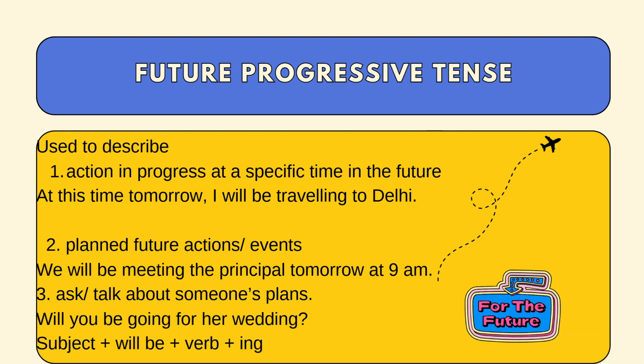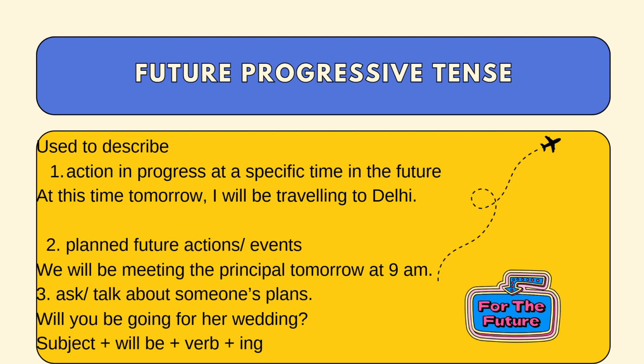It is also used to talk about a planned future event. You already have that in your schedule. There you use future progressive tense. For example, we will be meeting the principal tomorrow at 9 a.m. So this is already planned. There might not be any change there. So you use future progressive tense for that as well.